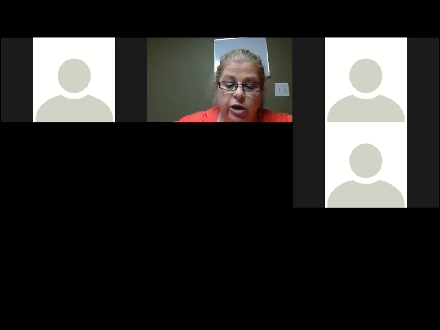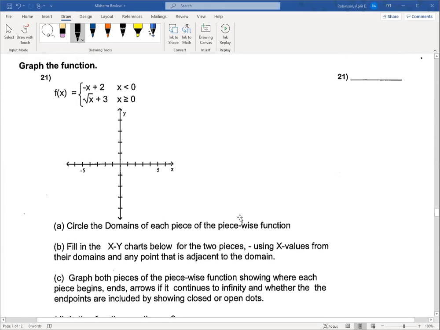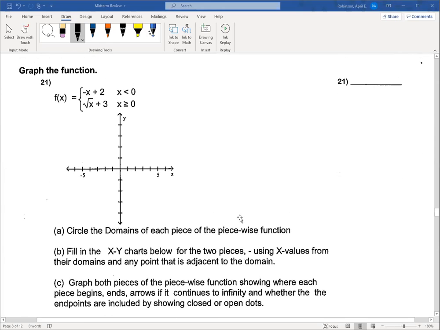I'm going to go back to sharing my screen and continue with this. Where was I? This one here. All right, so it's a piecewise function. It says circle the domains of each piece of the piecewise function.